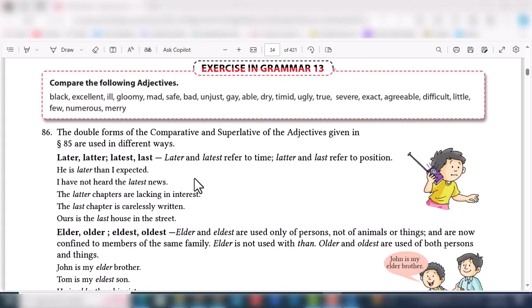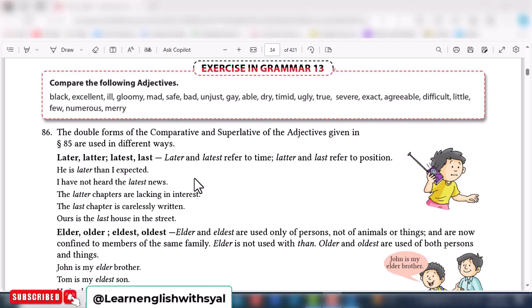So here is the exercise for you to fill in accordingly and clear your concepts.